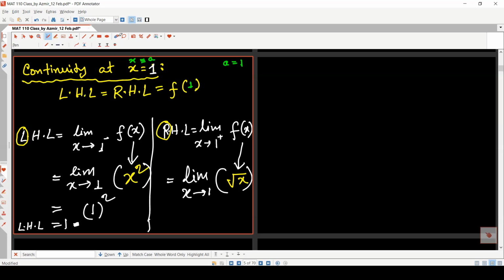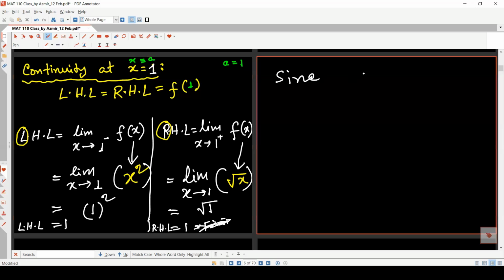Let's see what will be the right-hand limit. Here we have limit x tends to 1 of square root of x. Now we can input 1 where we have x. So this is also 1. This is a finite value. That means the right-hand limit also exists. So you can see that the left-hand limit and right-hand limit both are same. So we can say that the limit exists.